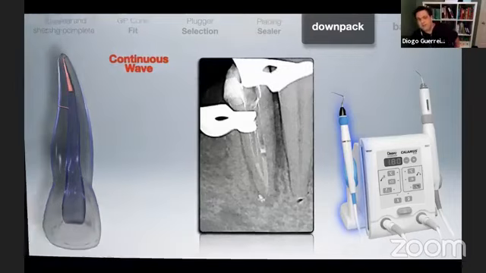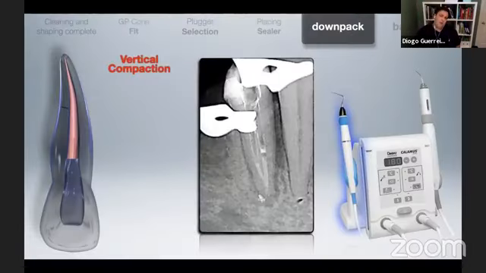There is another technique called vertical compaction. Vertical compaction differs from continuous wave because instead of going in one time to my binding point at the 4 millimeters, we go incrementally from coronal to apical, removing the gutta percha and packing. I like to do this technique especially when I have very large canals or oval canals, such as distals on mandibular molars or palatals on upper molars. I prefer this to continuous wave.